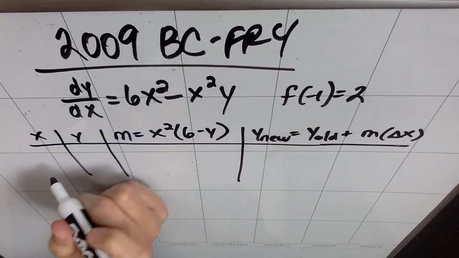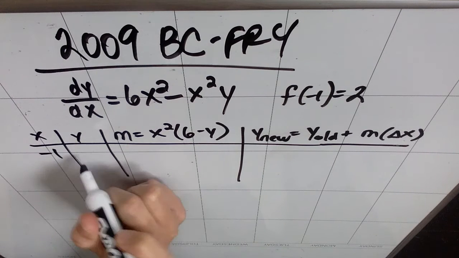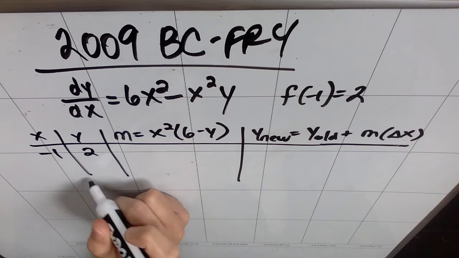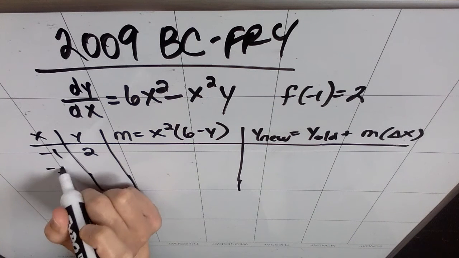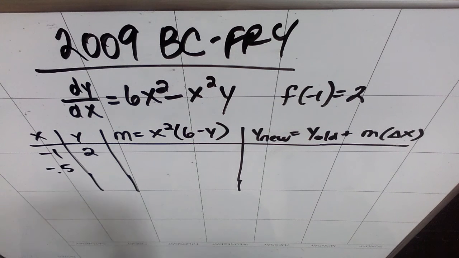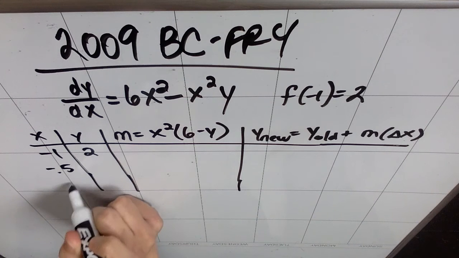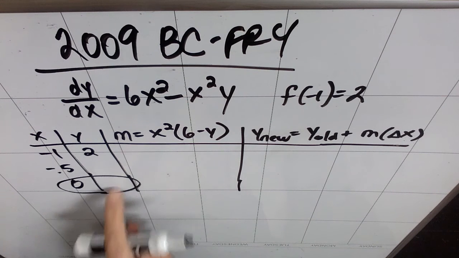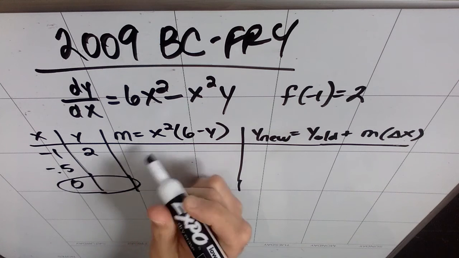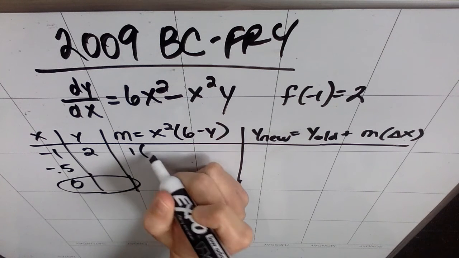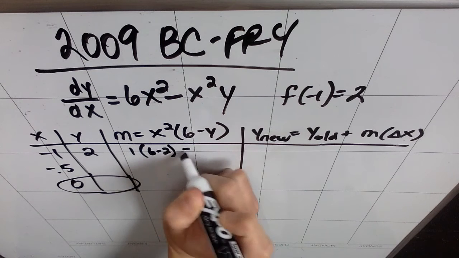So I know that I am starting when x is negative 1 and y is 2, and that I'm going by equal steps, and I'm supposed to end after 2 steps at 0. So that must mean I'm taking essentially a 0.5 step, from negative 1 to negative 0.5 to 0. So I know that the slope is negative 1 squared, which is 1, times a 6 minus 2, so I get a slope of 4.